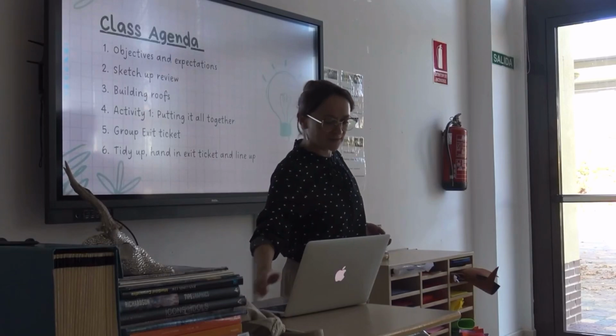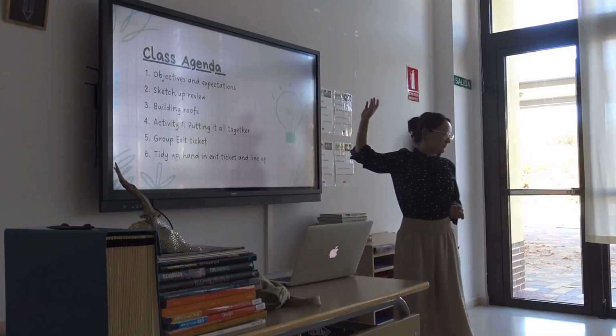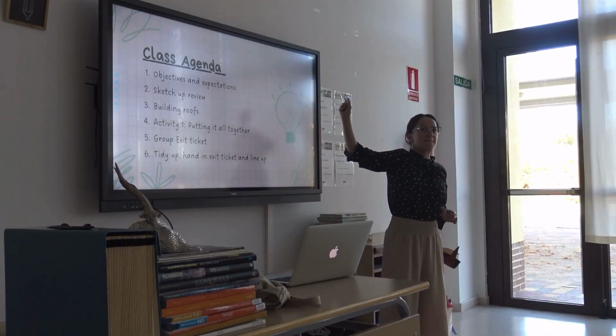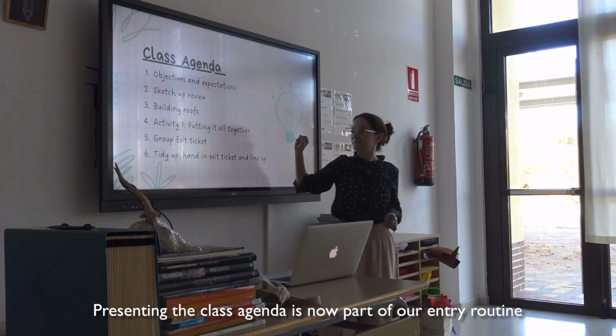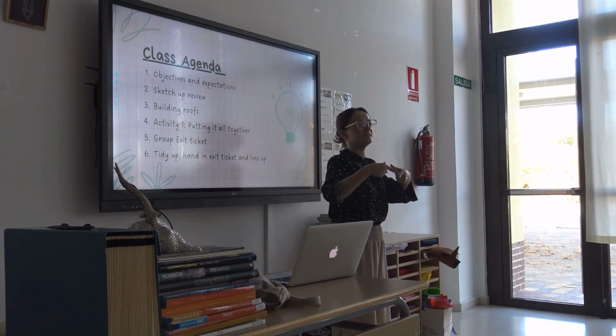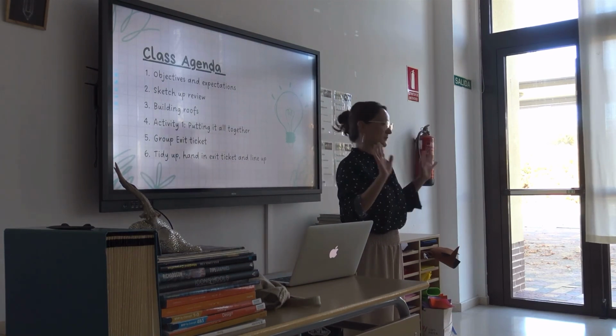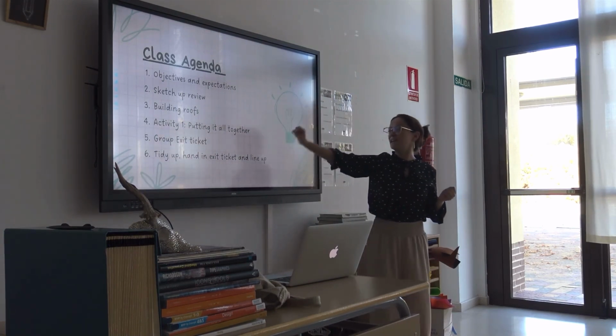Get right to it. This is the class agenda. Very quickly we will go through the objectives and expectations. I will do a short SketchUp review. Then I will do an introduction on building roofs. Then we will put it all together. Then today we will have a group exit ticket. We will not have an individual exit ticket. I want an exit ticket per group. Okay, change it a little bit. And then we'll tidy up, hand in the exit ticket, and line up.